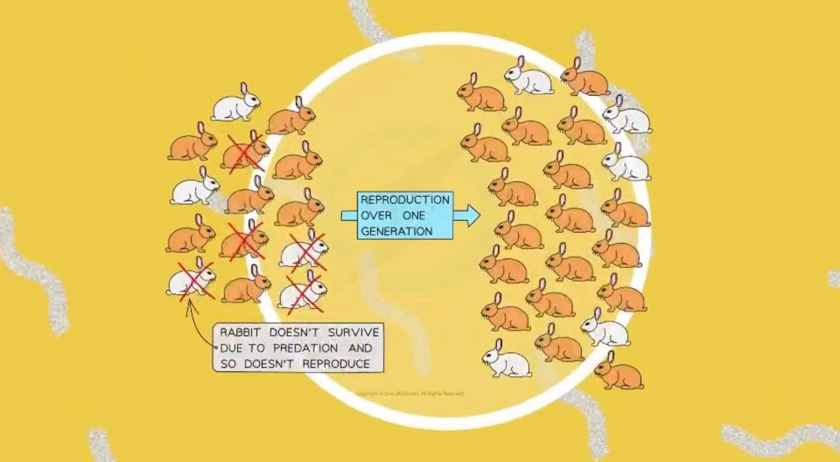When selection pressures act over several generations of a species, they can cause a change in the allele frequency and therefore the phenotype frequency in a population through natural selection. So natural selection is the process by which individuals with a fitter phenotype are more likely to survive and pass on their alleles to their offspring, so that the advantageous alleles increase in frequency over time and generations. And we're going to go through an example in a second.